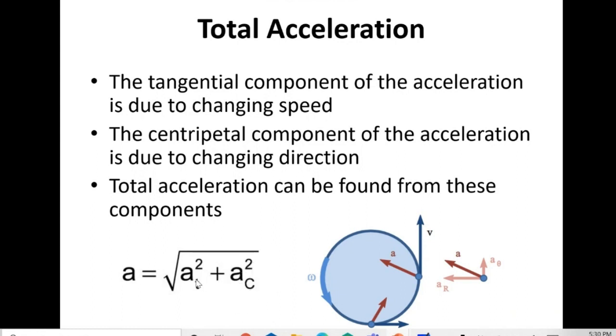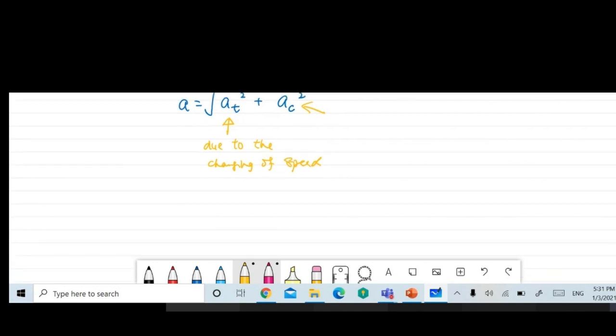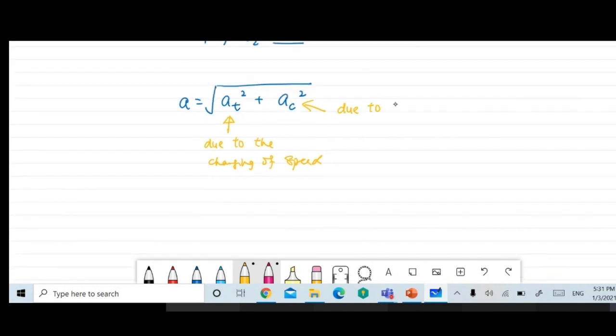But if the object is not moving with constant speed, we can also find the acceleration, and that acceleration is called tangential acceleration. Tangential acceleration is due to the change of the speed. The acceleration of the object is the square root of tangential squared plus centripetal squared. So tangential acceleration is due to the changing of speed, and centripetal acceleration is due to the changing of direction.